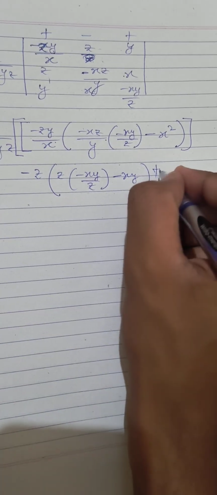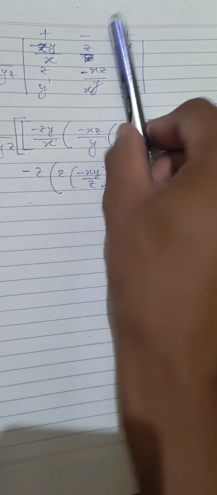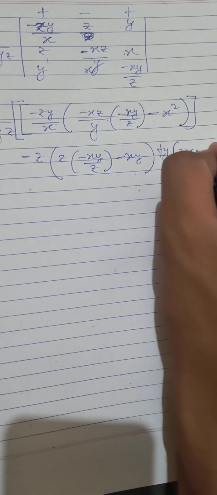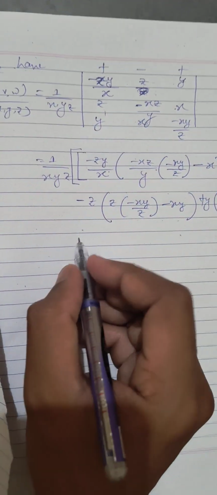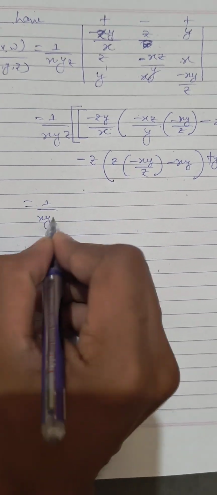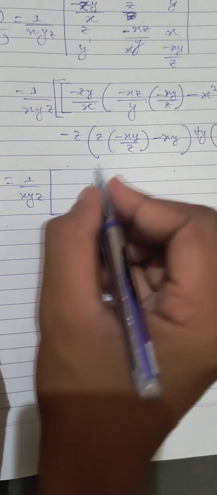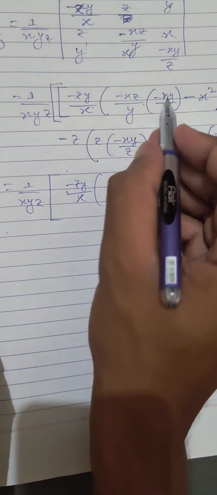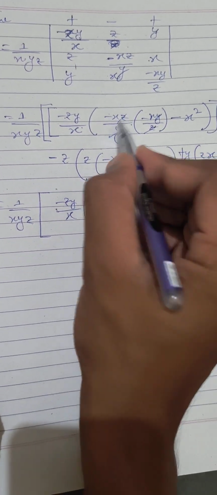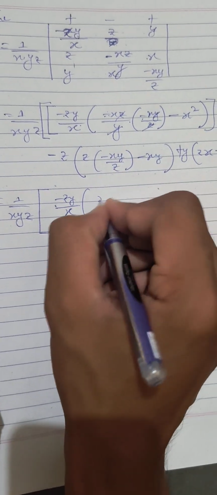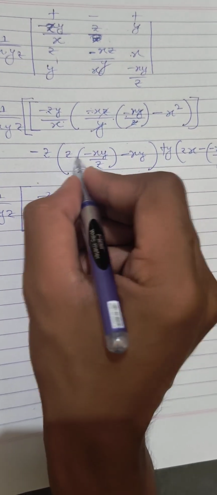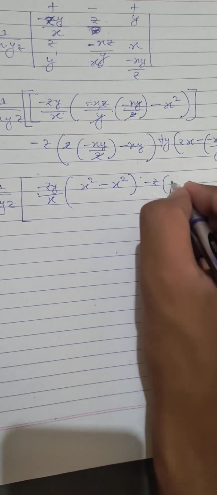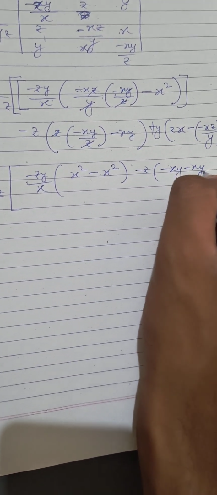Similarly, the last element is plus y into. Skip the first row, third column. What we are left with is z into x, minus xz divided by y. Is it clear? So this is the complete determinant. Now we just have to simplify this. 1 divided by xyz as it is. Multiply this minus zy divided by x. Here y and y get cancelled, z gets cancelled. Minus into minus is plus. So x into x is x square, minus x square. Complete the bracket. Now see this term: z and z cancel, minus z outside, minus xy minus xy.